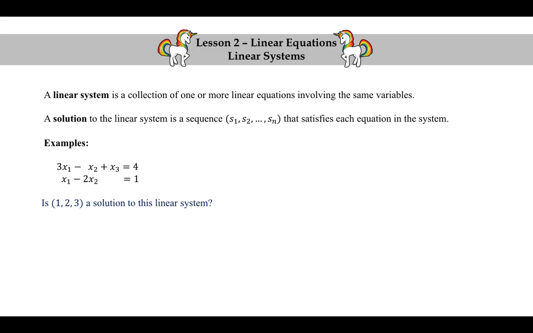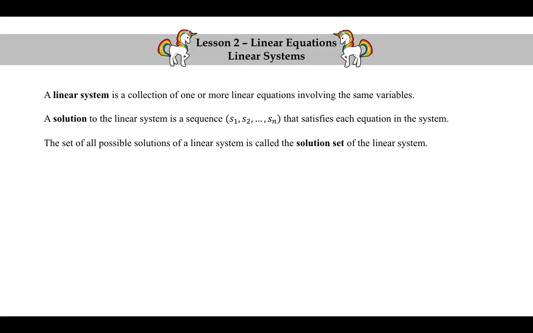Once again, let's check the first equation. 3 times 1 minus 2 plus 3 is 3 minus 2 plus 3, which is 4, so that works. And we see that 1, 2, 3 is a solution to the first equation. Let's check the second equation. 1 minus 2 times 2 is 1 minus 4, which is negative 3. This is not equal to 1. So 1, 2, 3 is not a solution to the second equation in the system, and therefore it is not a solution to the linear system.